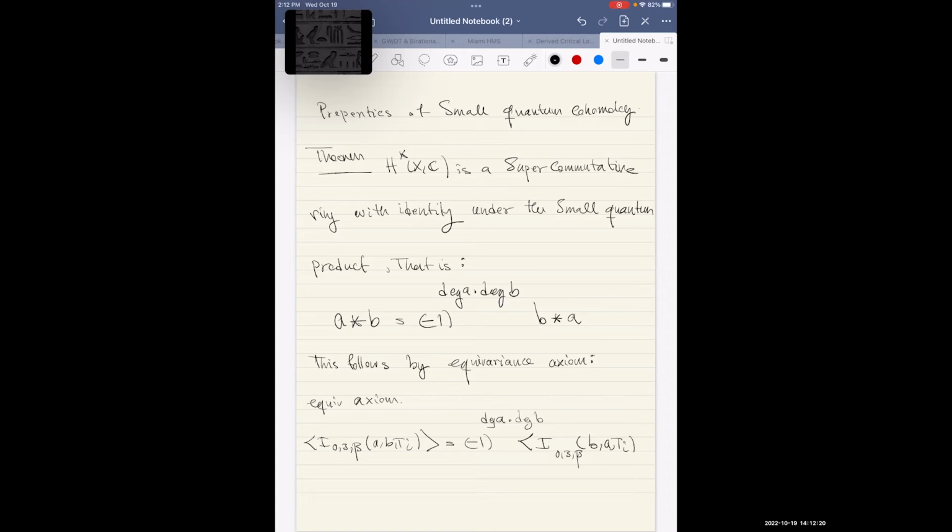B, A, T_i. As soon as I shuffle these, remember that the symmetric group is acting on markings, I can swap the place of P1 and P2. And then my Gromov-Witten invariant just gets modified by a sign. So this is something that we have.